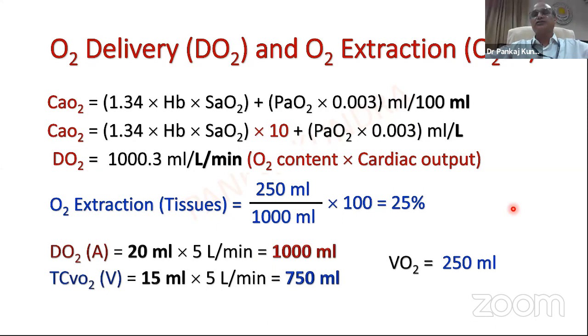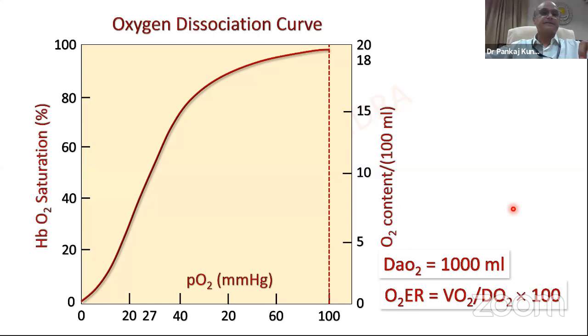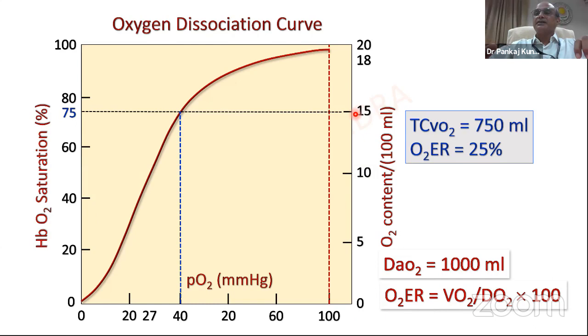Now, how is this important to us? Why do we need to consider this? Here we have taken a constant. Delivery is 1 liter. Oxygen extraction ratio will be consumption upon delivery into 100. Now let's consider this is the venous side. On the venous side, you see 15 ml, this is the oxygen content, into the cardiac output of 5 liters, the volume which we take. 15 into 5, you get 750 ml.